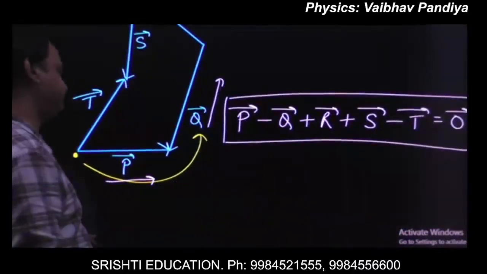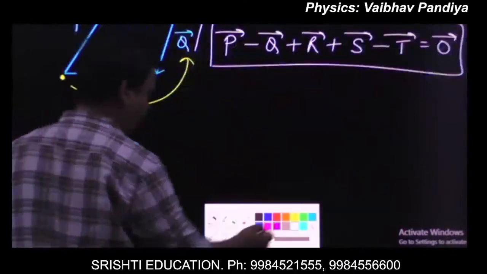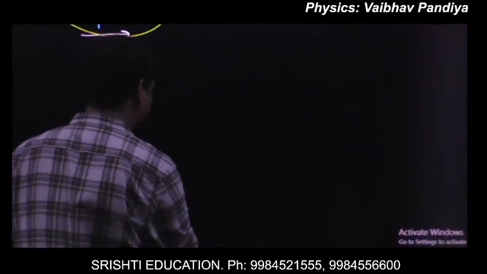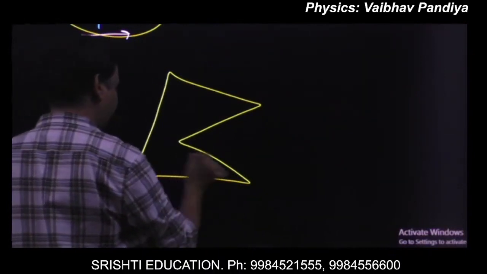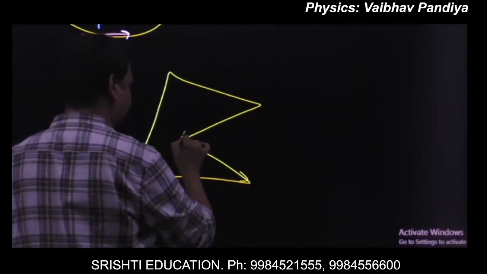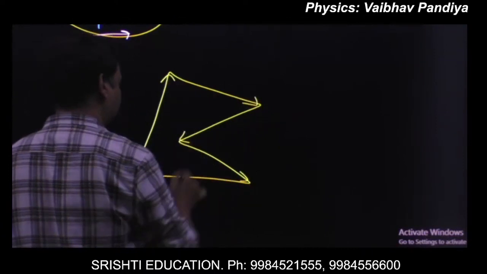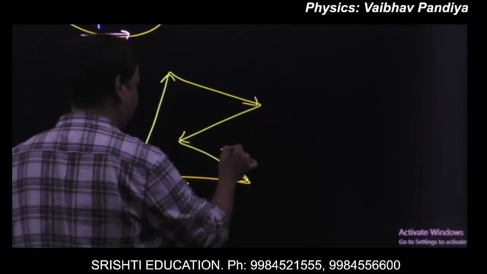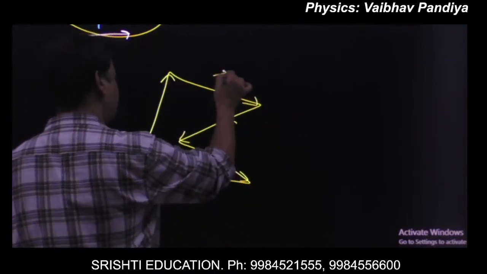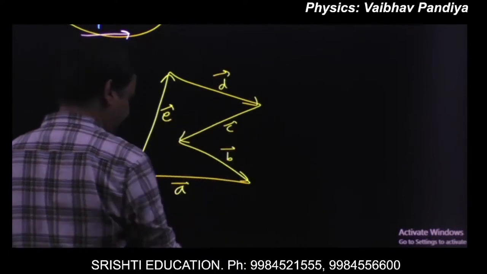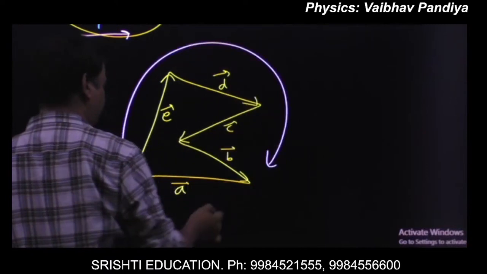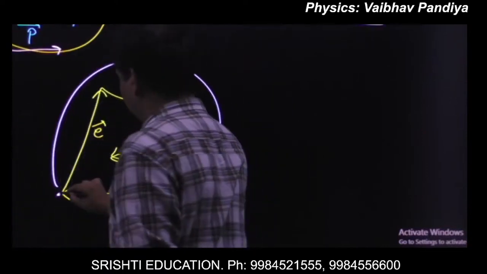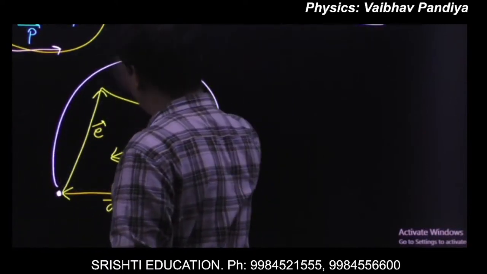Okay? If you see one more illustration, suppose we have something like this. A, B, C, D, E. And say I'm starting from this point and I'm going now clockwise. You can go either way. It will not affect your answer. So I'm starting from this point and I'm going clockwise.